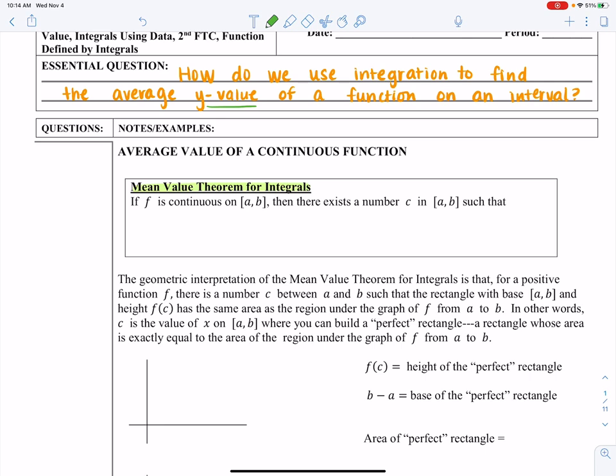Now don't get confused, just take a minute and let's go through it. If I have an integral from a to b of f of x dx, it is equivalent to f of c times b minus a, okay? This is true if f is continuous. There will be a number c such that this is true. I want to explain where this comes from.